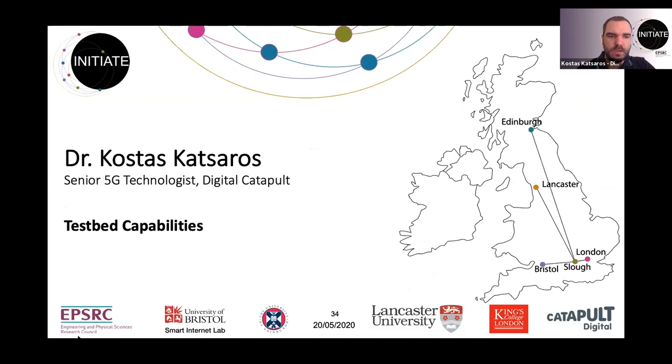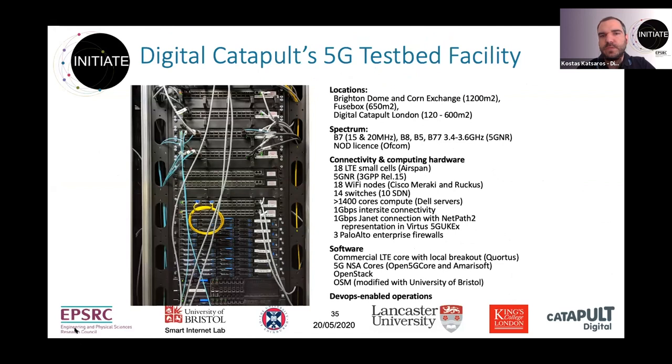The Digital Catapult 5G Testbed facility is a three-site facility spanning Brighton Dome and Corn Exchange, Fusebox in Brighton, and finally our London facility at our headquarters, Digital Catapult. These three facilities have 4G and 5G coverage with licensed spectrum from Ofcom for a non-operational license, with a number of LTE small cells, mainly Airspan units, 5G New Radio Release 15 non-standalone connectivity, Wi-Fi access points from multiple vendors, switches, some of them SDN enabled, and a very large data center of about 1400 compute cores across the three sites. The three sites are interconnected, so we can see them as essentially one single facility.